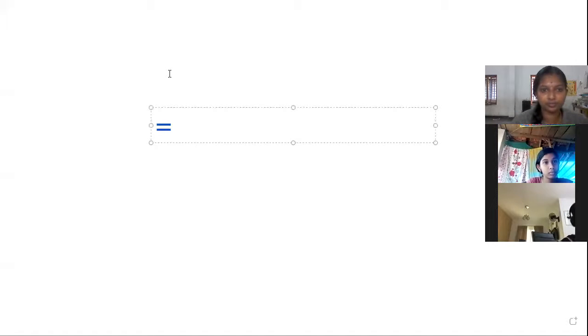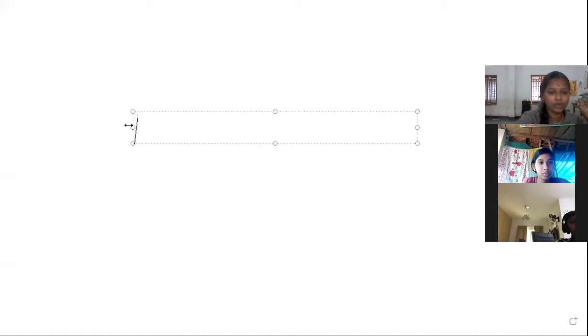Congruence. So this is the congruent symbol. Since F1 and F2 are congruent, we just say that F1 is congruent to F2. So this is the congruent symbol.